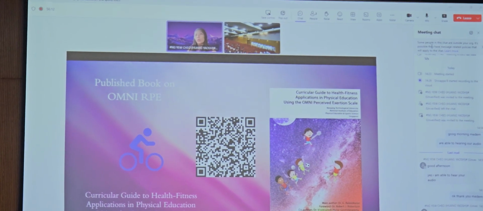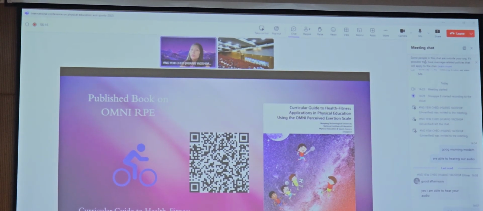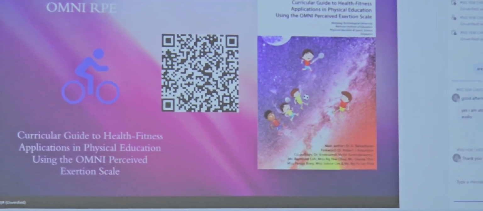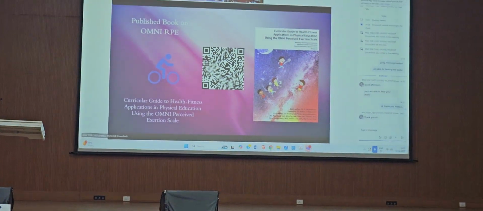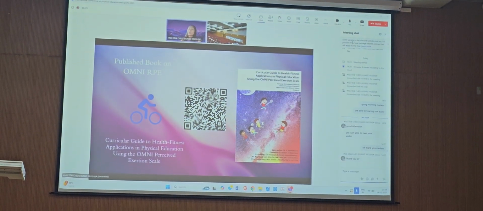We've also published this book on Omni RPE based on the earlier scales. The Omni Color Face Scale is not in the book yet because this was published earlier. This is the QR code to scan to have a look at the book: the curricular guide to health fitness applications in physical education using the Omni Perceived Exertion Scale.